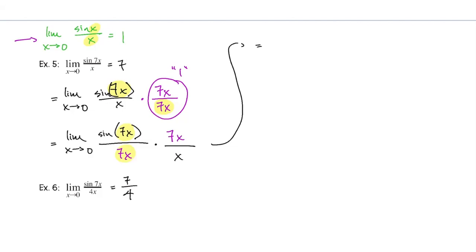Now, check this out. I'm going to leave this part as it is, sine 7x over 7x. But this right here, 7x divided by x, what is another way that I can write 7x divided by x? Yeah, I can write it as 7, because the x is reduced to 1.